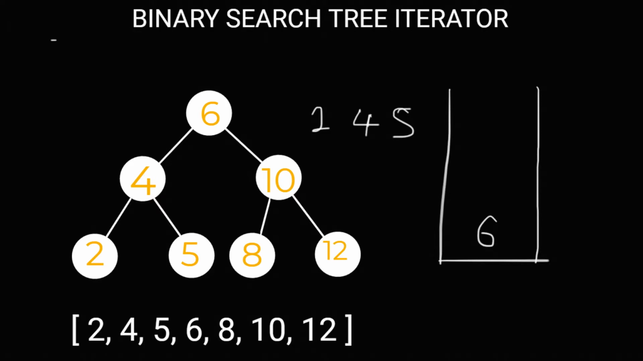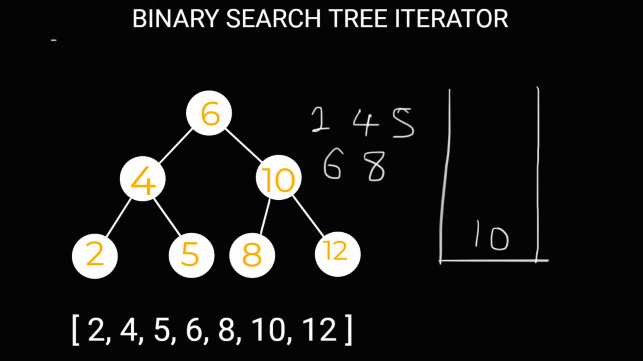So after popping 6 out, we add the leftmost branch of its right child to the stack, so that would be this guy. We would add 10 and 8 to the stack, and then we pop 8 out. Does 8 have a right child? No, it doesn't. That's fine, we leave it.